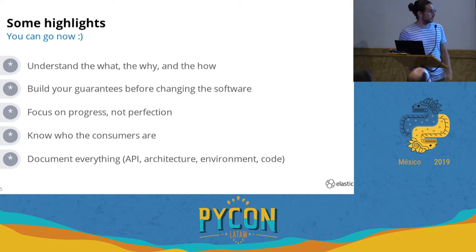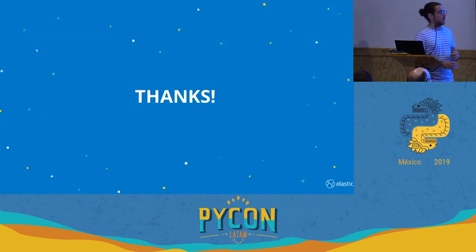And document everything. Document everything: API, architecture, environment, docs, everything that you can document. Even the company culture, if necessary, honestly, so that whoever comes next at least doesn't have to go through the entire process from scratch. And that's pretty much it.